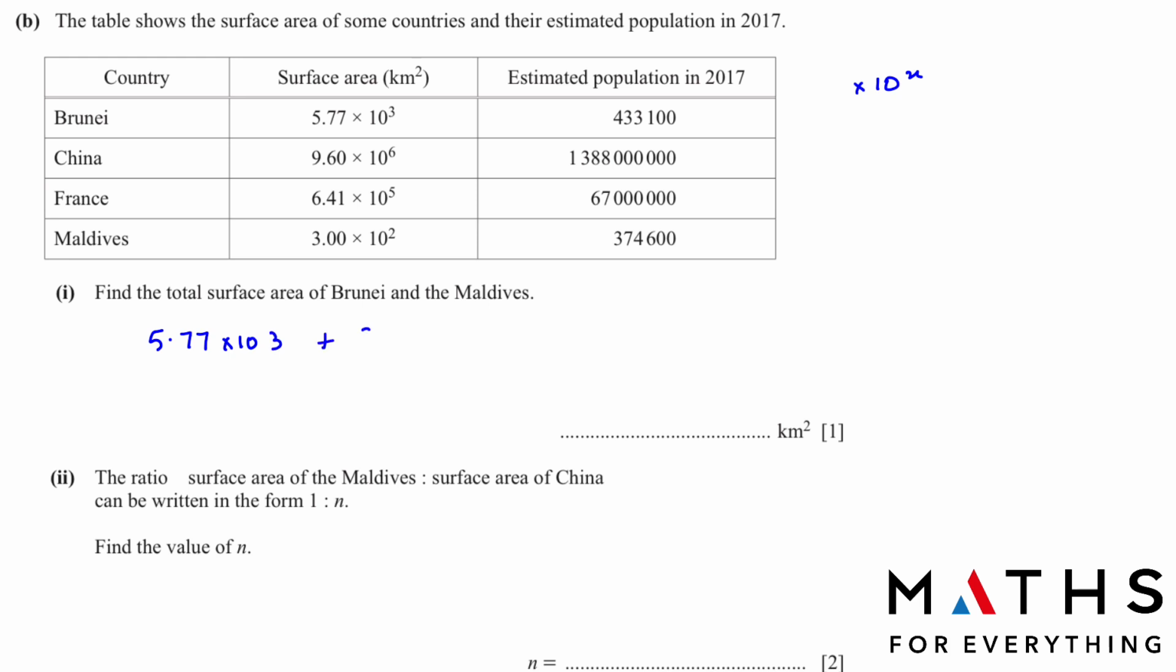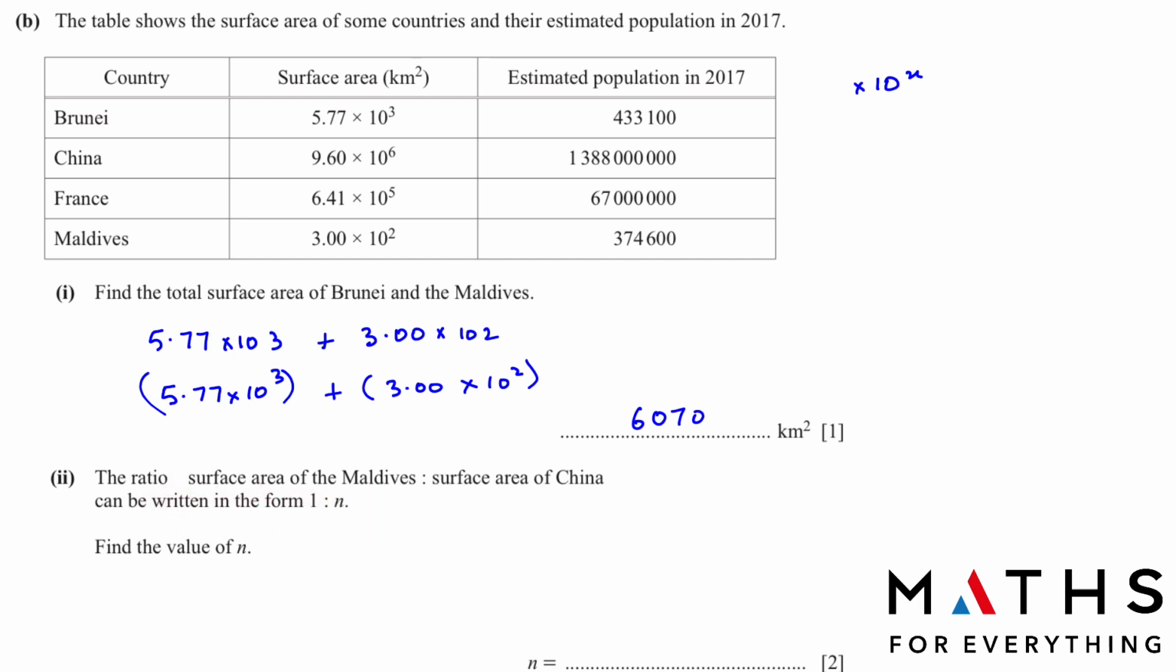Plus Maldives is 3.00 multiplied by 10 to the power of 2. Again, you can press that button and you can write it like this. Or you can just write it normally: 5.77 times 10 to the power of 3 plus 3.00 multiplied by 10 to the power of 2 will give you the answer 6070 square kilometers.